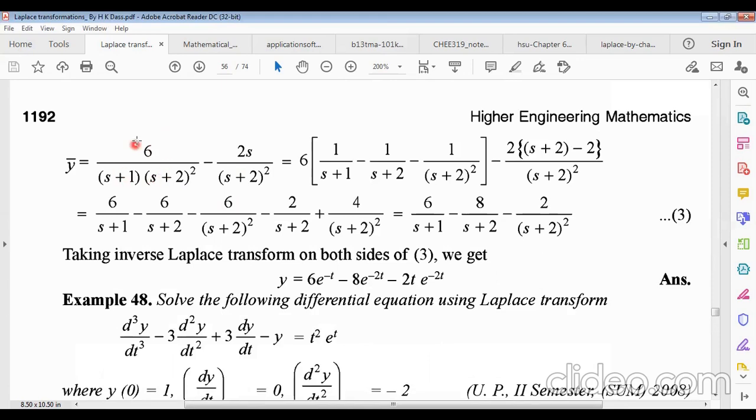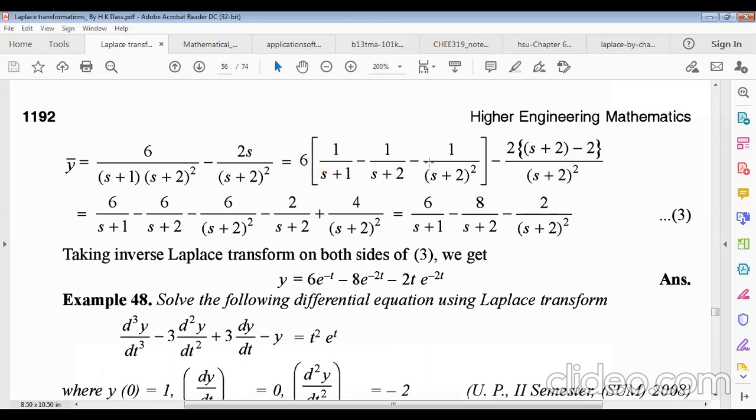So using partial fraction, we get this. Actually you can consider this a divided by s plus 1, okay, and b divided by s plus 2, okay, and c divided by s plus 2 whole square. Okay, c divided by s plus 2 whole square. So a equals to 1 and b equals to -1 and c equals to -1. You get the values of partial fraction constants. So this fraction can be written as 3 partial fractions. So twice s divided by this can be written as s plus 2 minus 2. Okay, just for partial fraction.